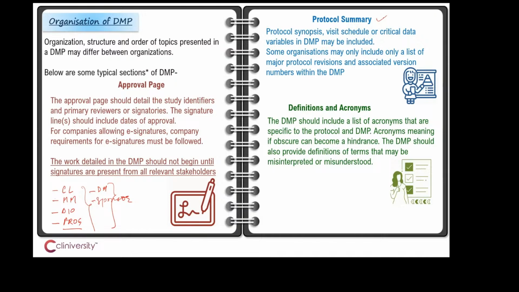This is also called a synopsis in certain organizations. So the summary or synopsis usually will give a broad overview of the protocol, and it should refer the reader to the full protocol for more detailed information. Just as a DMP will typically omit a full version of the study protocol, the DMP will also omit a record of each protocol change or amendment. But in certain organizations, the DMP may maintain a list of major protocol revisions, their associated numbers, and why the changes were made.